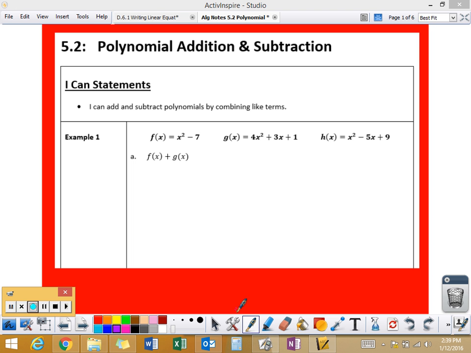It's really like terms, and so when we use the algebra tiles, we're going to see what things are alike to combine them as much as I can. Okay? So let's look at the first problem right away.